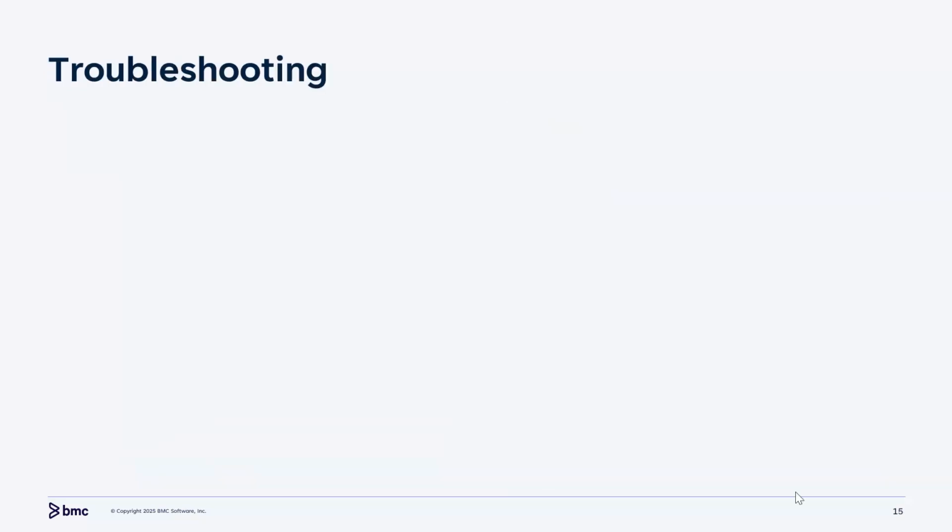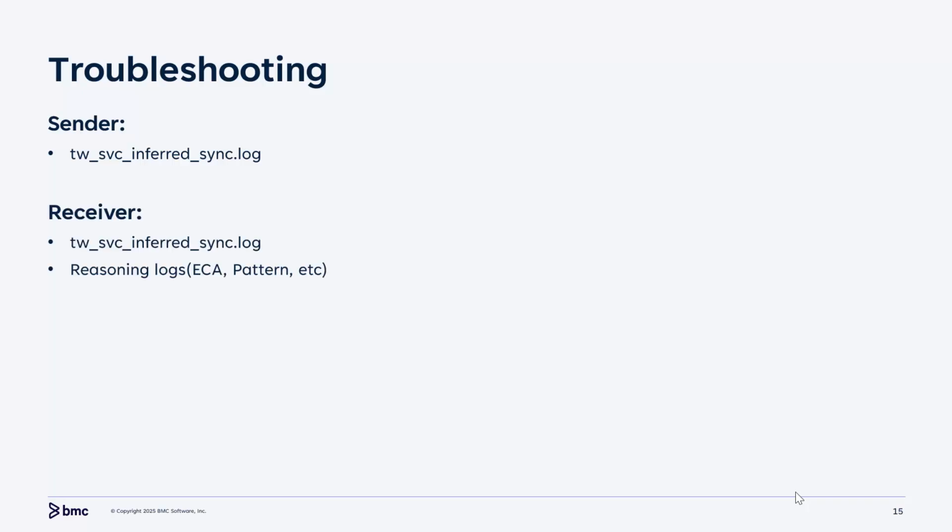Now let's talk about the logs that you could refer to when troubleshooting an issue related to inferred model consolidation. On the sender side, you can review the inferred sync log, which is a new log file introduced for this feature, to see the details of data that the sender is sending to the receiver. On the receiver side, in addition to the inferred sync log, you can also review the reasoning logs, because as we saw in the data flow slide, reasoning is the one that writes the data from the sync partition to your default partition on the receiver side.